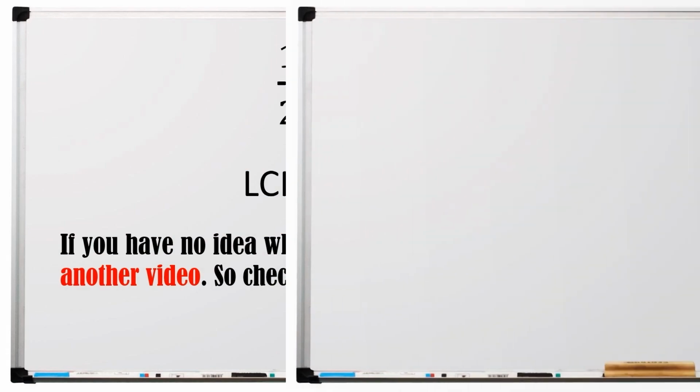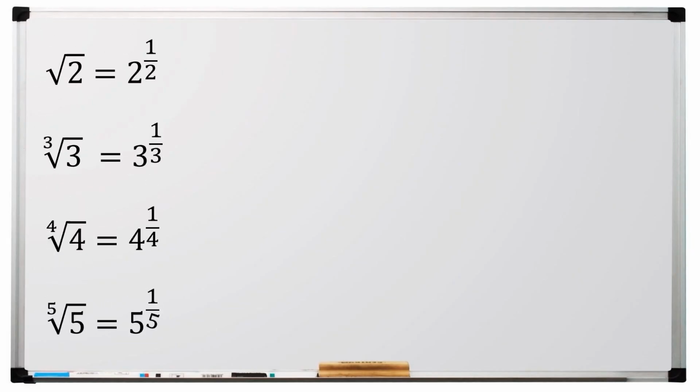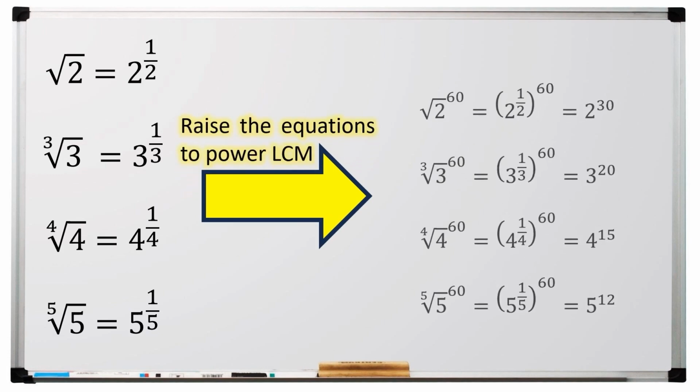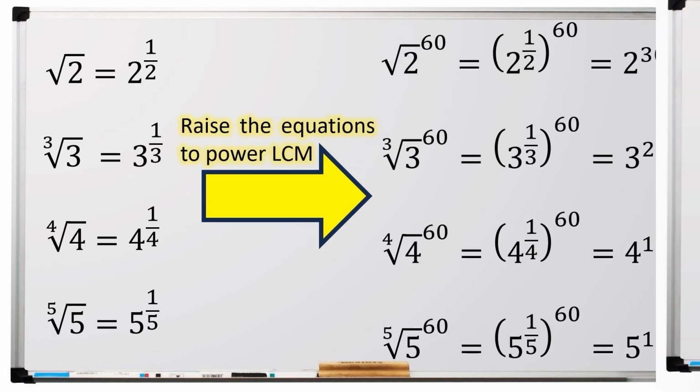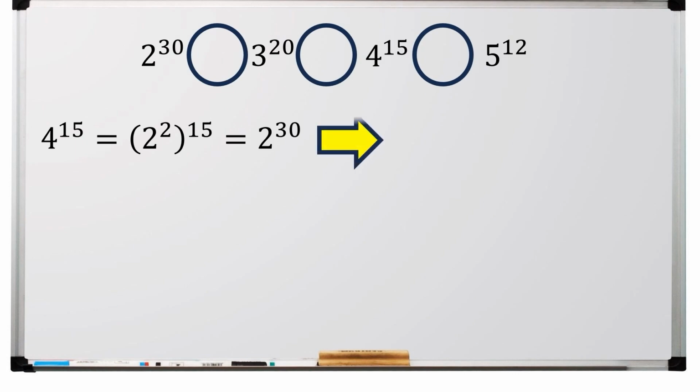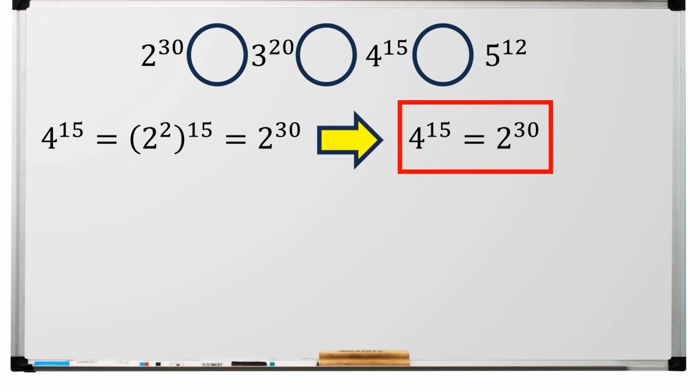Now we must raise all the equations to the power of the LCM. As we know from the materials, we can simplify all the equations. We will compare all numbers in this form. At first, we know 4 equals 2 power 2, so we replace it in the equation. We find out that 4 power 15 is the same value as 2 power 30.